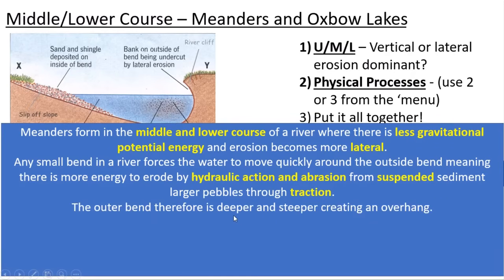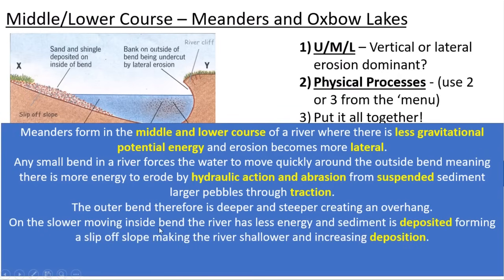The outer bend, therefore, is deeper and steeper, creating an overhang. There you go, and you can see the cracks are starting to form because of biological weathering. On the slower moving inside bend, the river has less energy and sediment is deposited, forming a slip-off slope, making the river shallower and increasing deposition. So as this area gets slower, it drops off the sediment. That makes it shallower, and that increases friction, which drops off even more sediment, and that builds up. Now that happens again and again and again in a meander if you don't manage it.